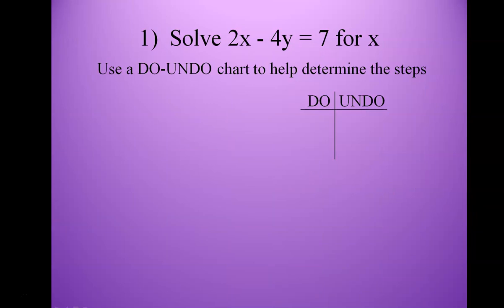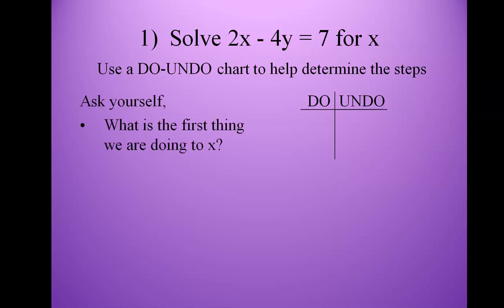To solve for x, I'm going to use a do-undo chart to help determine the steps, as we did before. We're going to ask ourselves, what is the first thing we're doing to x? You know the first thing is multiplying by 2, it's right here. What is the second thing? It's subtracting 4y, and here it is.